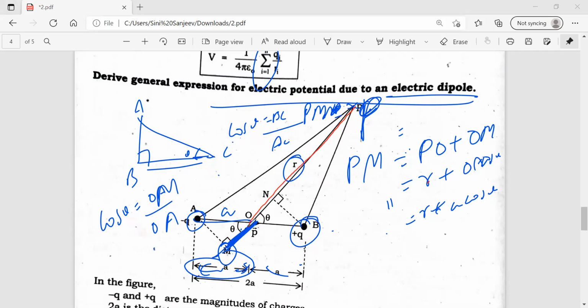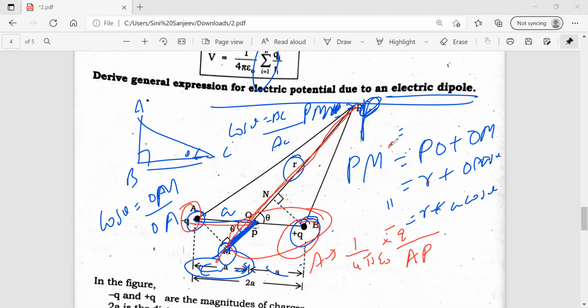And the electric potential at A is 1 by 4 pi epsilon naught into Q by, this should be minus Q for A, minus Q by AP. Similarly for plus Q, it should be plus Q by BP. And they're telling that this PM and AP value is almost the same. So we will calculate what PM is.